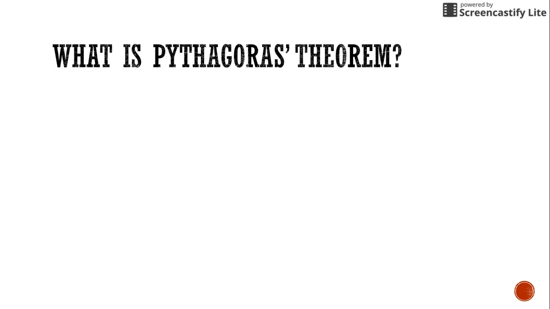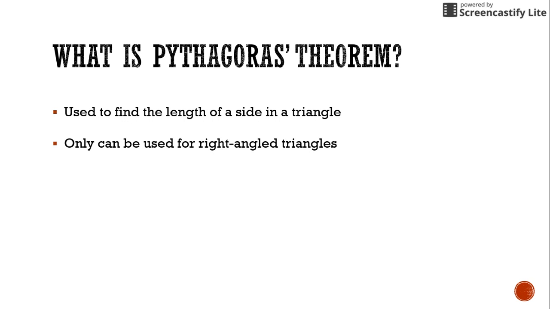Now what exactly is this Pythagoras Theorem? Well, for one, we use Pythagoras theorem to find for the length of a side in a triangle. Alright, so we use it to find for a length of a side in a triangle. And the special thing about this triangle is it has to be a right angle triangle.